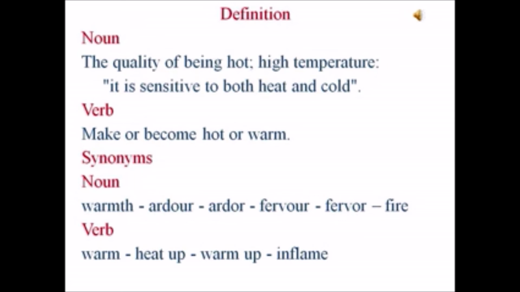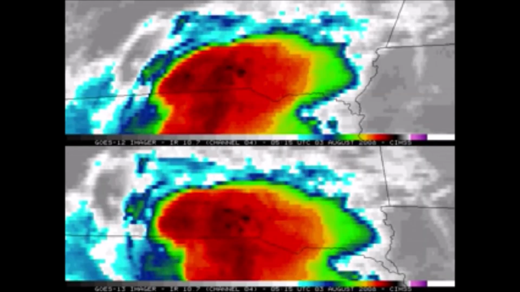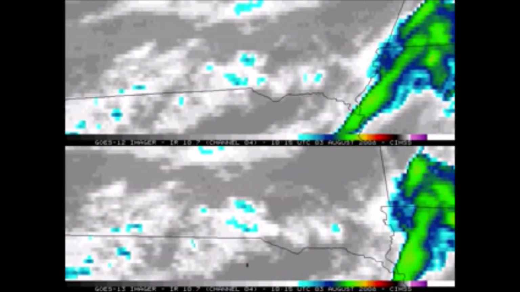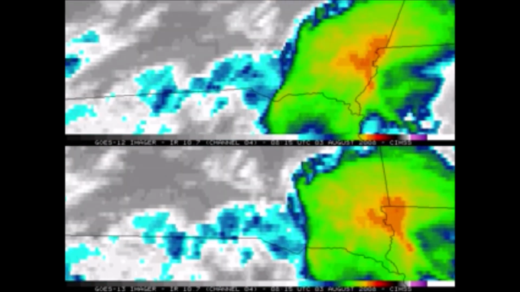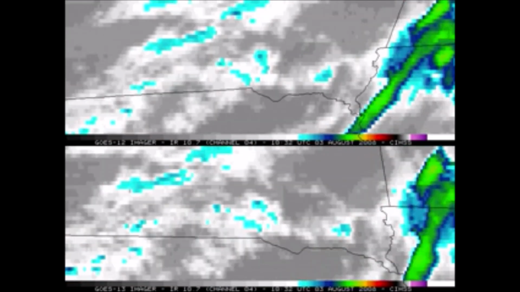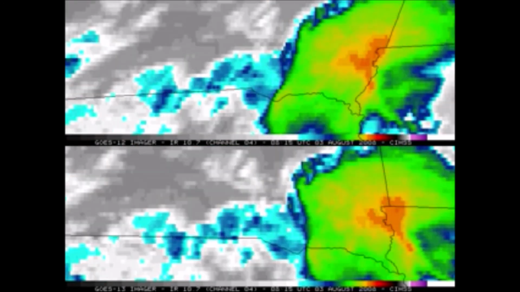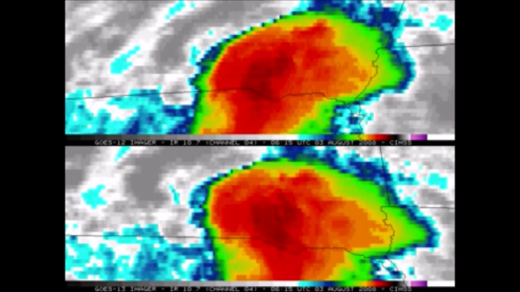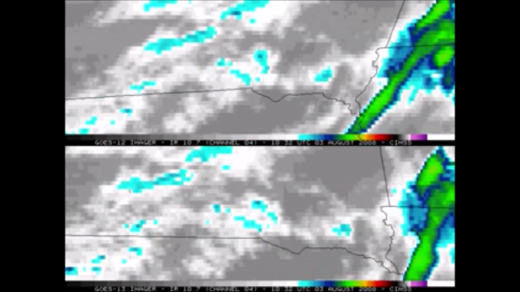Definition. Noun: the quality of being hot, high temperature. It is sensitive to both heat and cold. The verb form of heat is make or become hot or warm. There are very many synonyms for the word heat. Noun: warmth, ardor, fervor, and fire. The verb form: warm, heat up, warm up, and inflame.